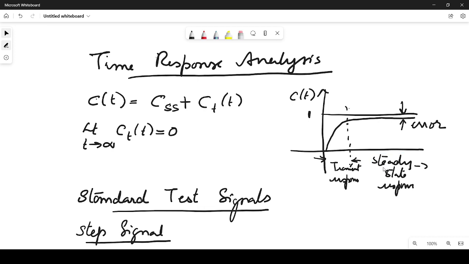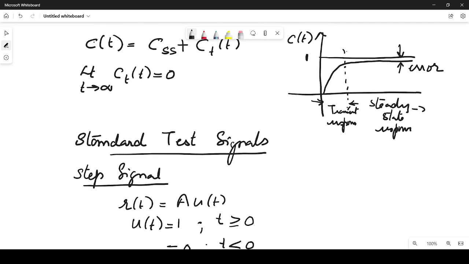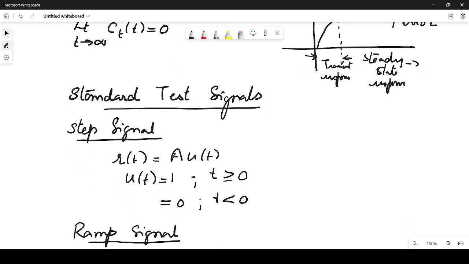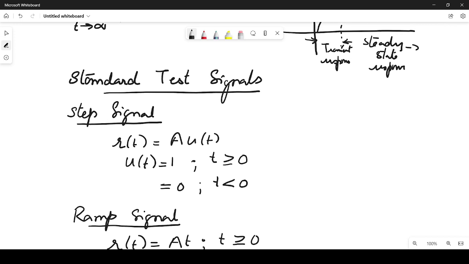Before going on to the time response analysis, we need to understand the standard test signals and why they are required. Most control systems do not know what their inputs are going to be. We can expect a system in general to get an input which may be a sudden change, a momentary shock, constant velocity, or constant acceleration. To analyze the system, it is difficult to apply every type of input and check the response. So there are certain reference signals called standard test signals which we use to analyze a particular control system. One of them is called the step signal.